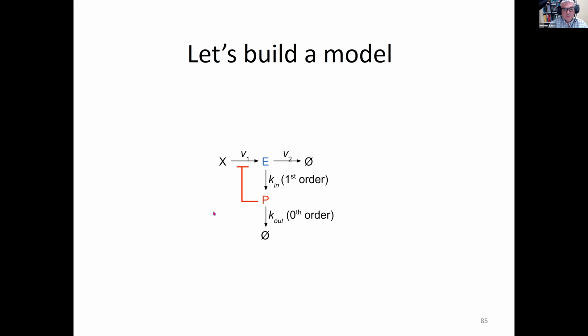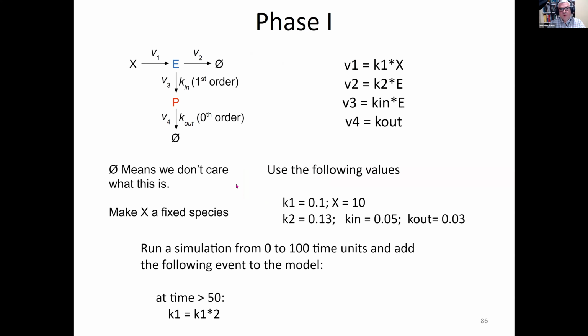Now what we're going to do is build this in stages, okay? We're going to build the first stage without negative feedback, and we look at that. Then you're going to build stage 2, where you add the feedback and then look at that. So this is phase 1. I want you to spend maybe 10 minutes building this model, okay?